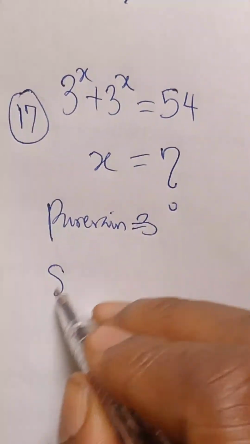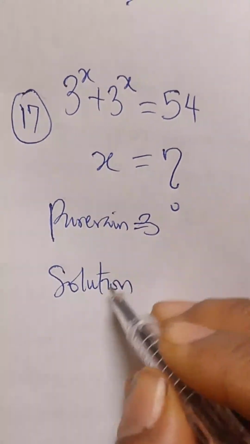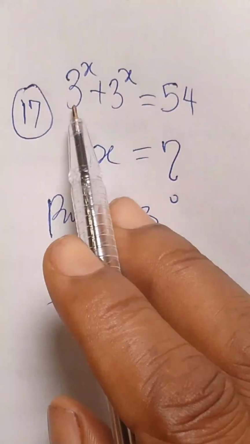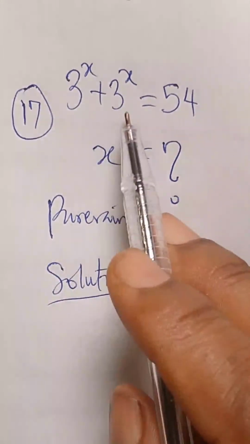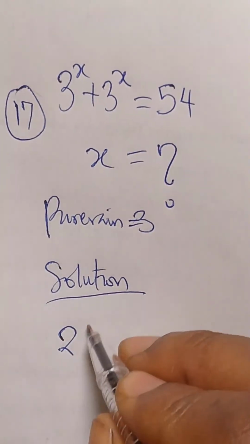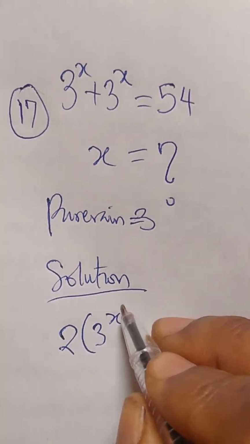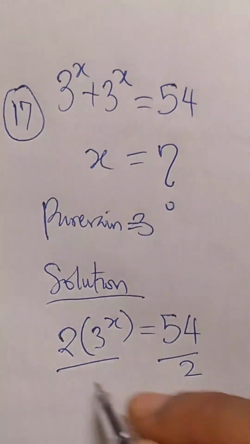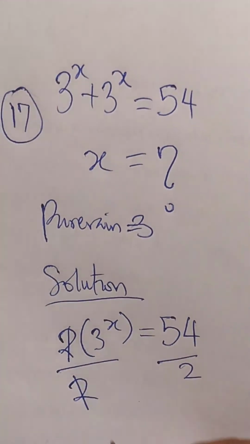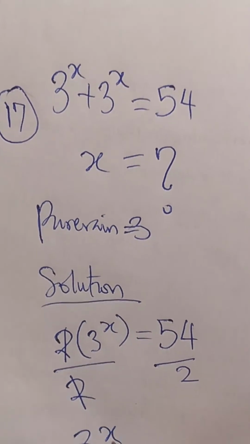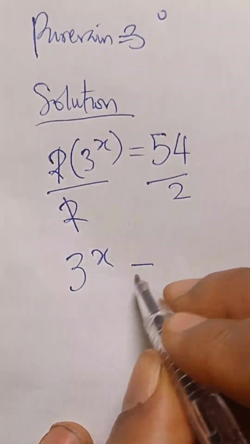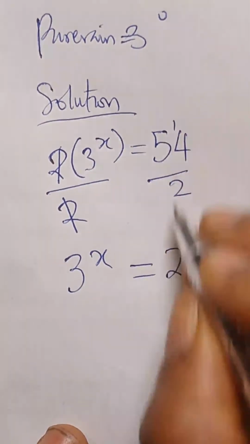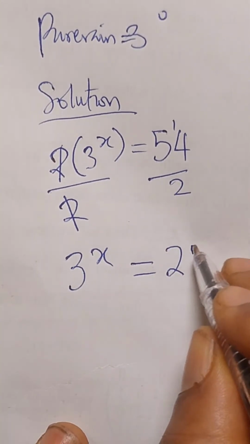So let me solve it, please. So I have 3 raised to power x plus 3 raised to power x. So this is one of 3 raised power, this is another one. So we're adding them. And if you do that, we have 2 of 3 raised to power x is equal to 54. So we divide both sides by 2. We have 3 raised to power x is equal to 54 divided by 2. We have 2, remainder 1. Carry that one, put it here. 14 divided by 2 gives us 7.